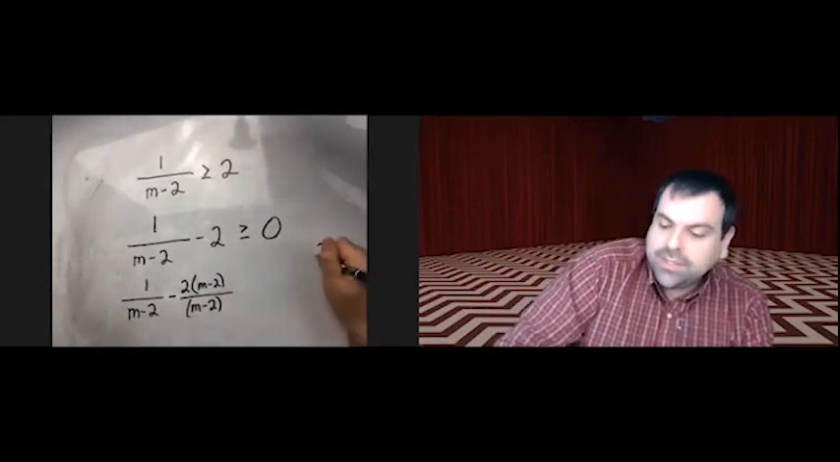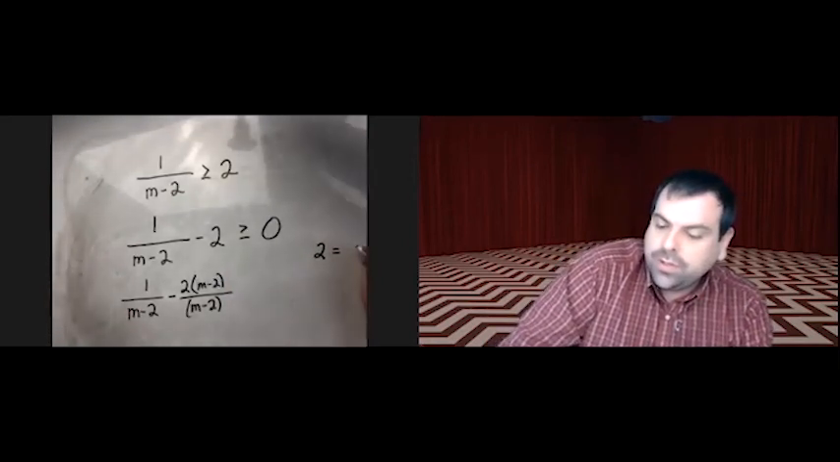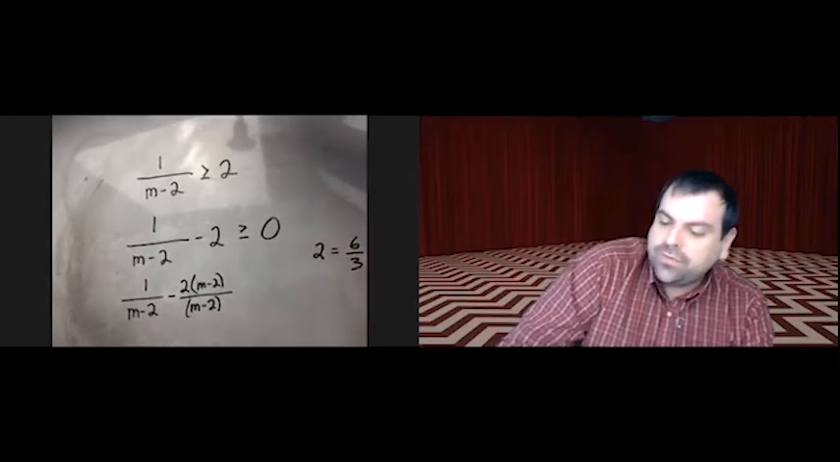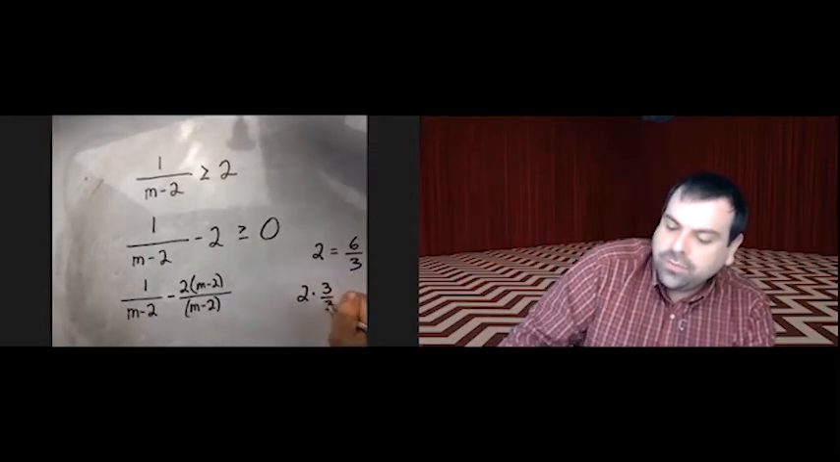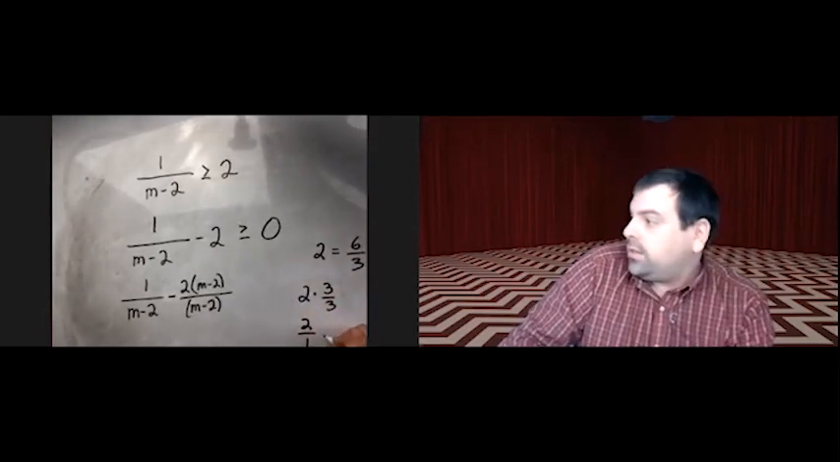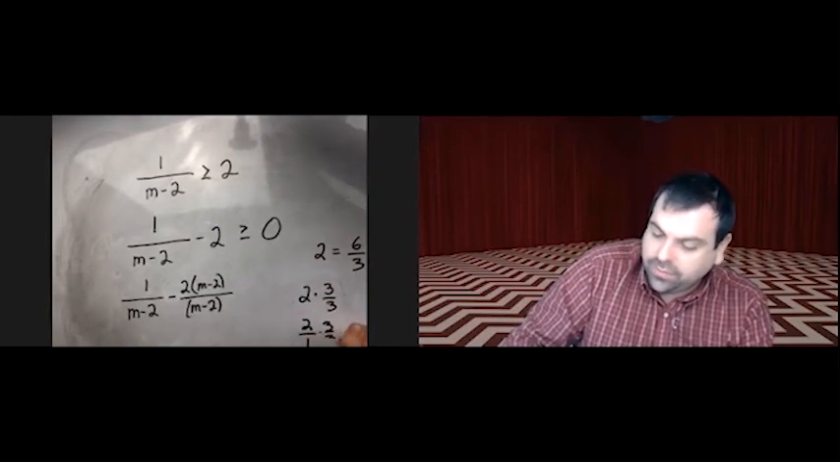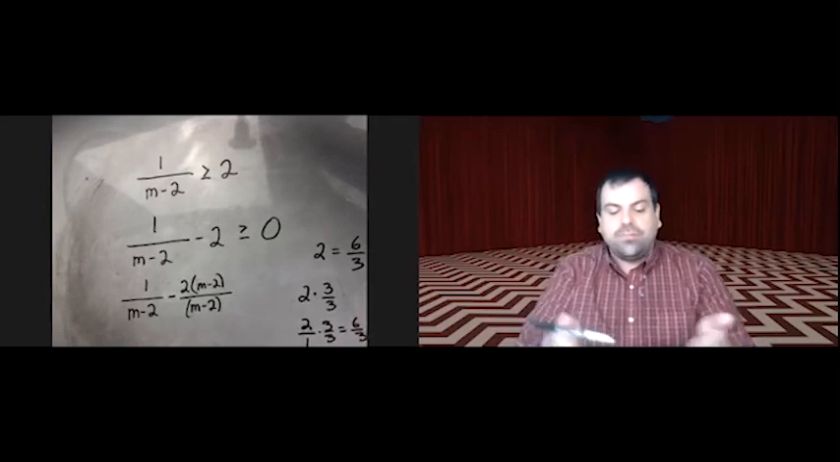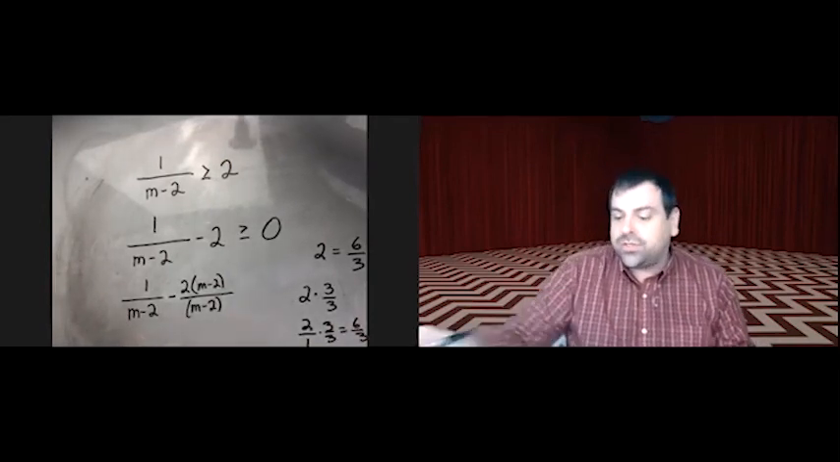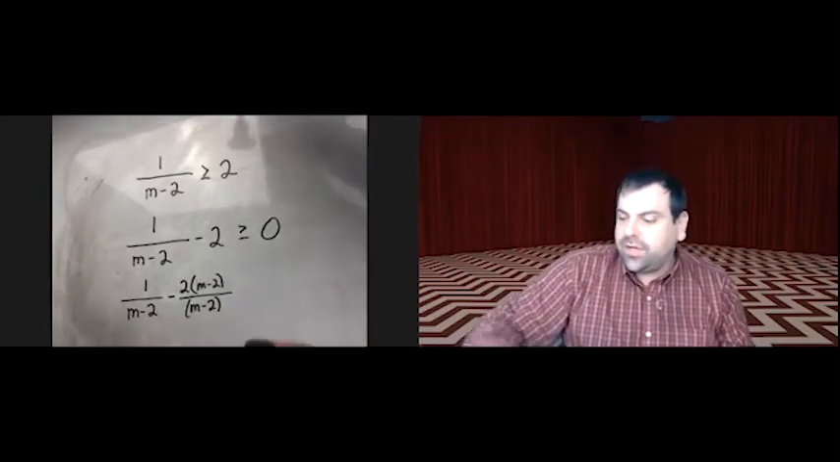It's the same reason that 2 would be equal to 6 over 3. Because 2 times 3 over 3 is 2 over 1 times 3 over 3, which is 6 over 3. You can do it with numbers. You can do it with rationals, with the functions.